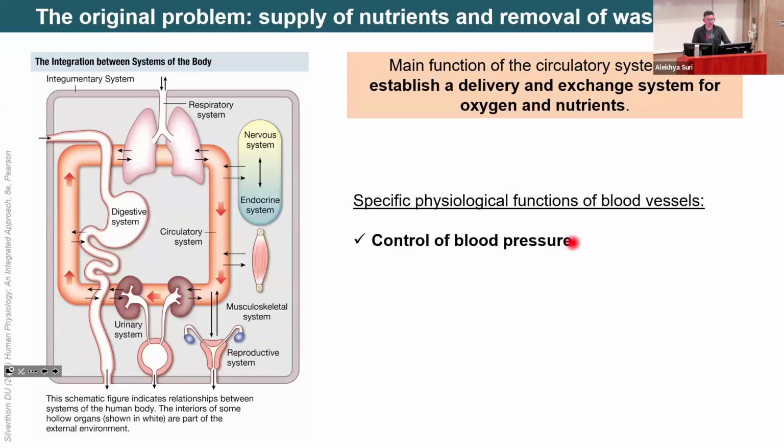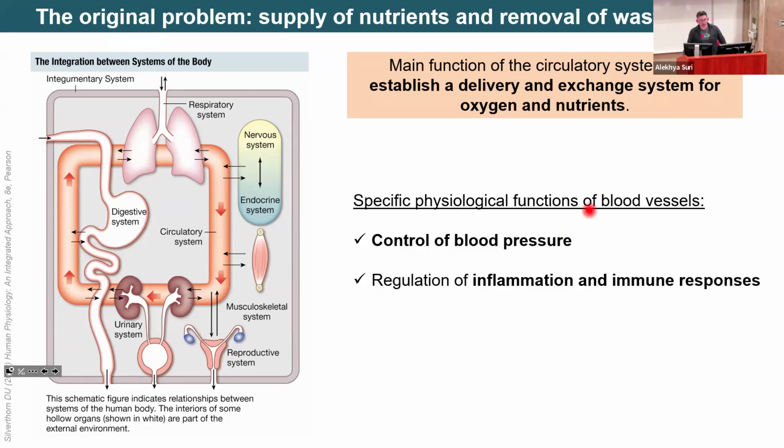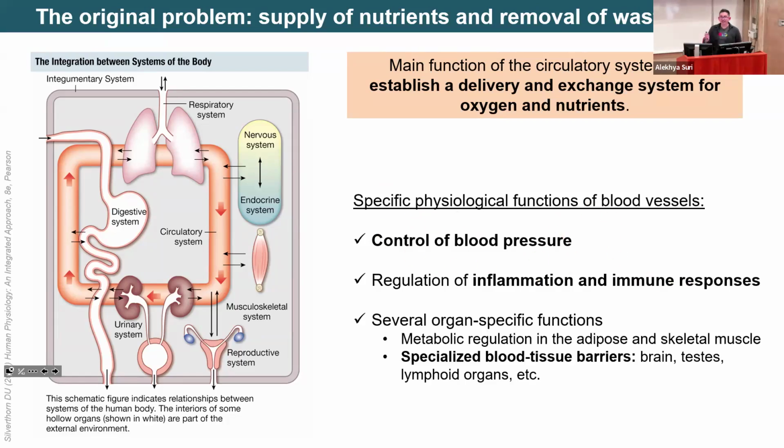Now, specifically, blood vessels enable this transport, but as part of their physiological functions, they are also able to control blood pressure. And those of you in physiology will probably remember that blood pressure is important because it provides the driving force for the transporting of the conveyor belt, in a way, which is the blood. But blood vessels also regulate inflammation.